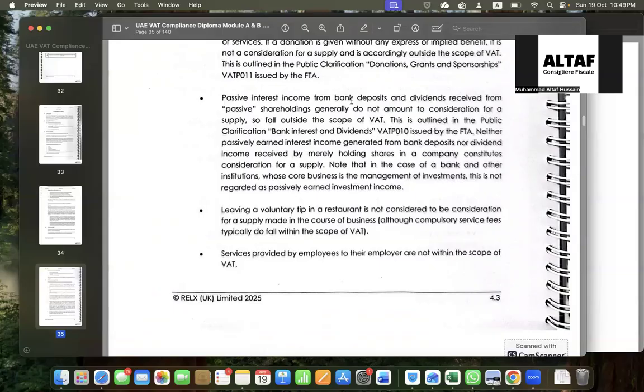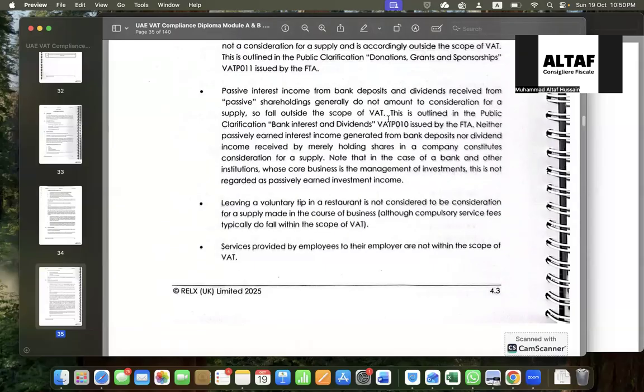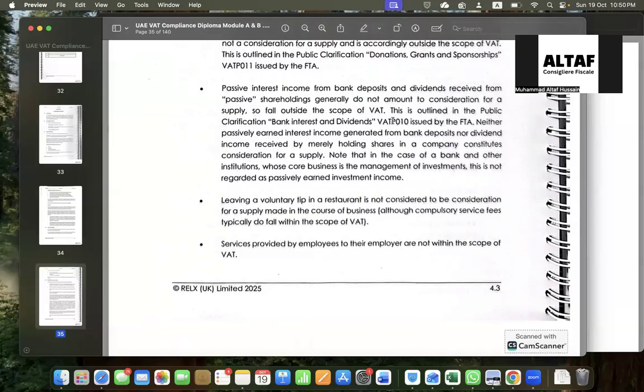Passive interest income from bank deposits and dividends received from passive shareholding generally do not amount to consideration for a supply, so fall outside the scope of VAT. This is outlined in the public clarification, bank interest and dividends. So a very interesting angle. So someone places their money in a bank account. This is passive interest. So it is not something that the individual needs to file a return for, because this is not business income. This is passive income. VAT P010 issued by the FTA.